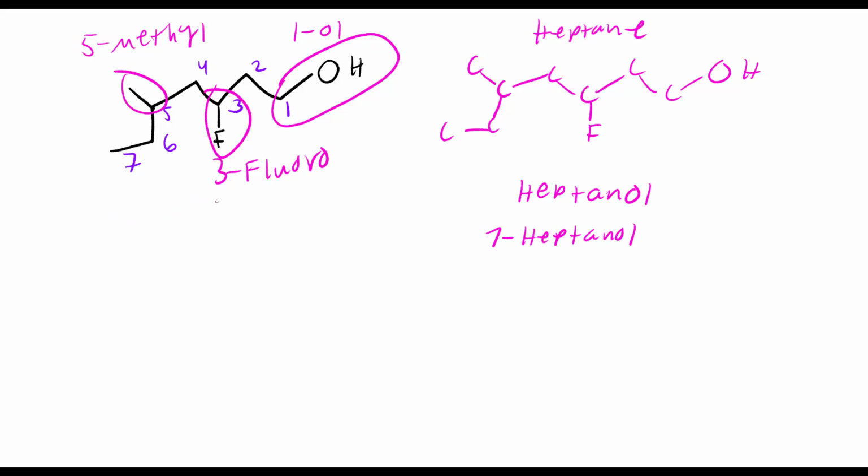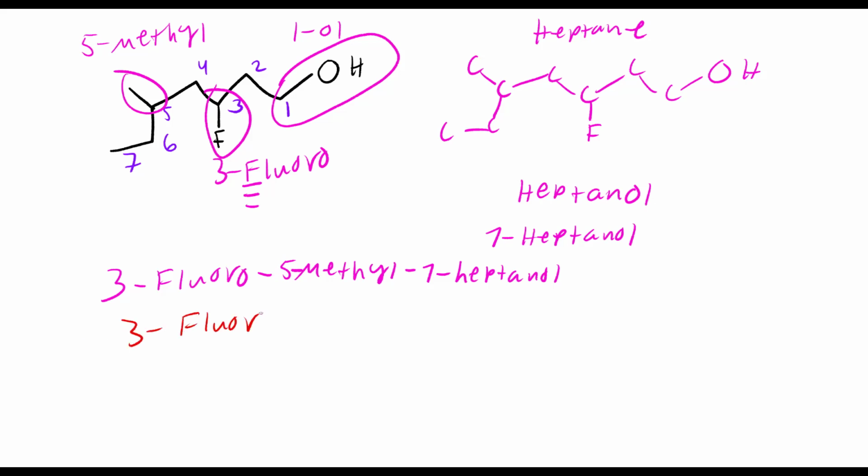So we can write this out. First of all, we have a 3-fluoro. We have an F right there. So that comes alphabetically first. We have a 3-fluoro, 5-methyl. And don't forget your dash. 1-heptanol. Okay? And another way that it could be on the exam is a 3-fluoro, so that's the same, 5-methyl.